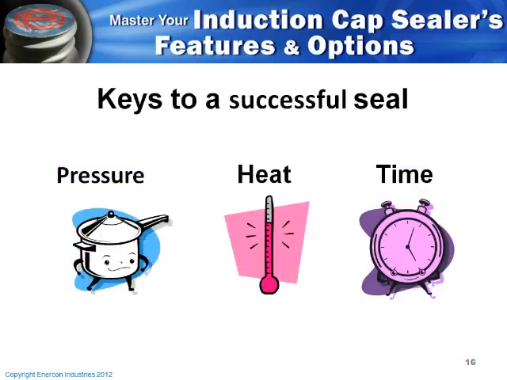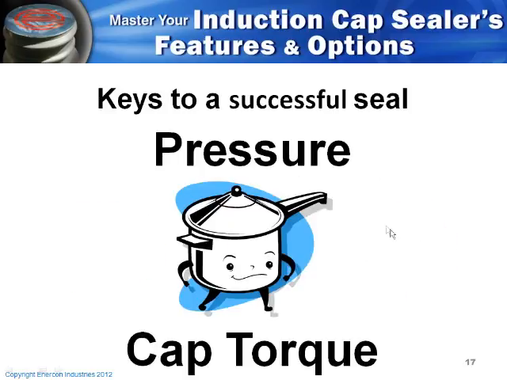The keys to a successful seal, whether it's induction sealing or any other sealing process, are three things. You need to have pressure, heat, and time. The pressure in the induction cap sealing process is cap application torque. The key to pressure is consistency. While the amount of application torque is important, it's even more important to be consistent with the amount of application torque you are providing.